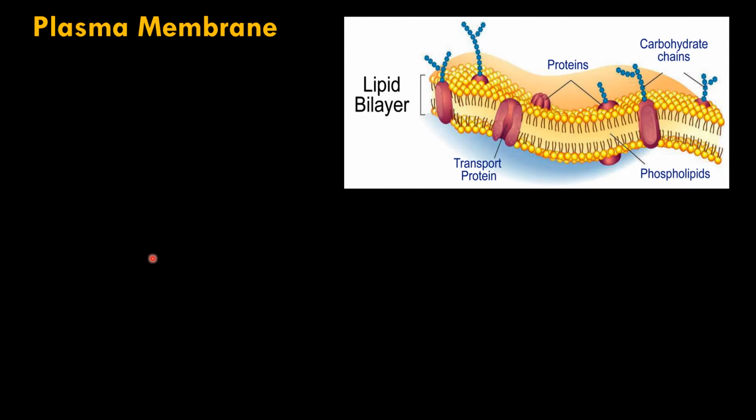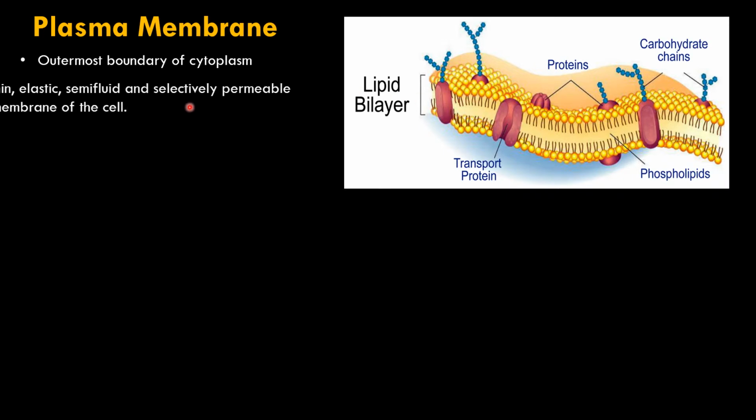Let's start with the first component of the cell, that is the plasma membrane, which is also called the cell membrane. The term cell membrane was given by Nageli and Kramer. The plasma membrane is the outermost boundary of the cytoplasm which forms a protective covering for the cell. The cell membrane is a thin, elastic, semi-fluid and selectively permeable membrane of the cell.